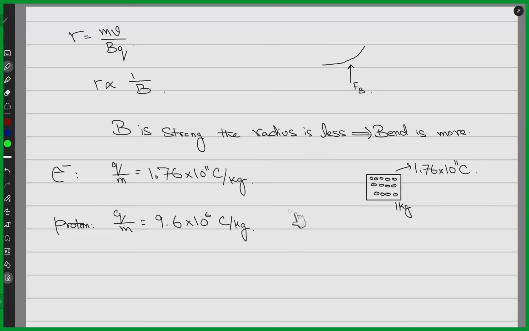So again, in the same way, if I have a container and I put all protons inside it, tightly packed, such that the mass of that thing is 1 kilogram, then there would be 9.6 times 10 raised to power 6 coulombs of charge acting on it.